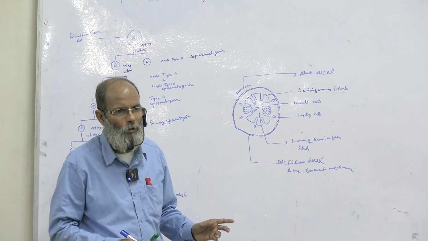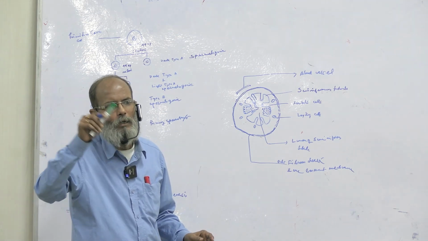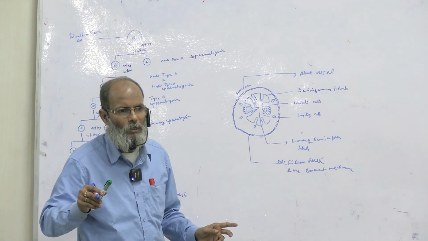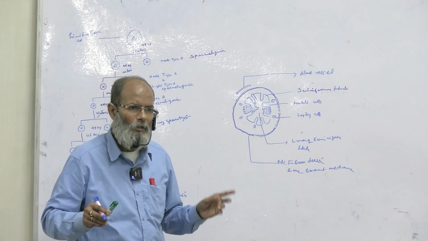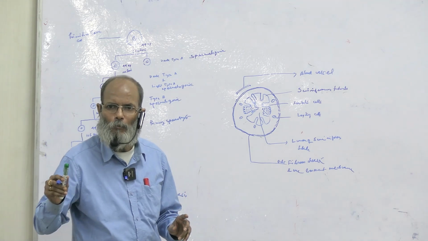Leydig cells produce testosterone. There is a vesicular nucleus, multiple mitochondria, and these are steroid-forming cells. So there is a large number of smooth endoplasmic reticulum and rough endoplasmic reticulum.